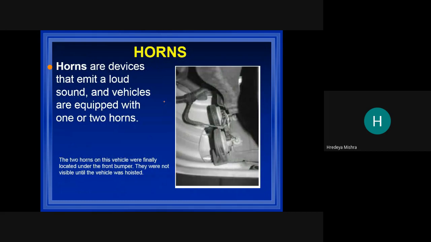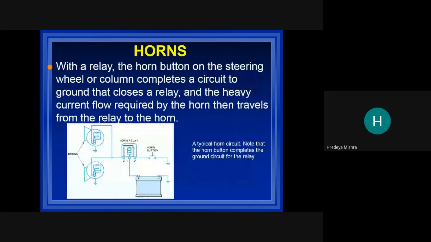Horn. A horn is a device that emits a loud sound, and vehicles are equipped with one or two horns. The horn is for warning purposes, or as an indication to other people that you are running your vehicle, and it is also used when you are passing another vehicle. So these are the utilizations of the horn.